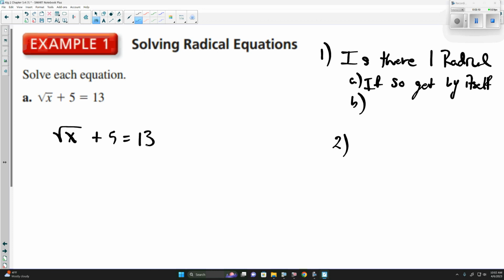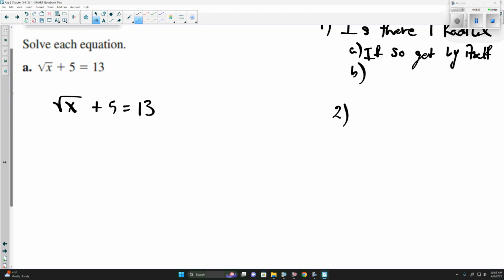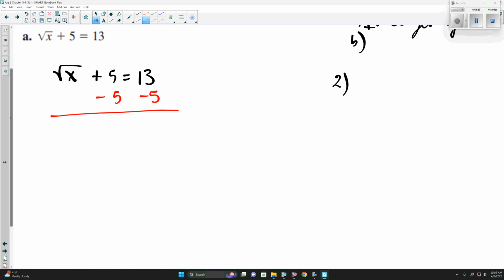Now we're not so much focused on what's inside the radical, just the radical itself. So if I want to get that radical by itself, what can we do? Or what's the only thing with the radical right now? B plus 5, yes? So if I want to get it by itself, we can subtract 5 from both sides. And if we subtract 5 from both sides, we get the square root of x is equal to 8.